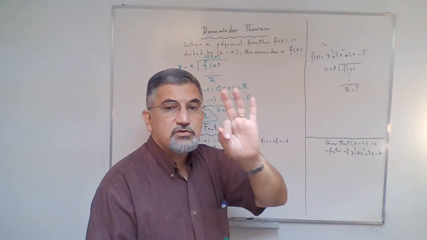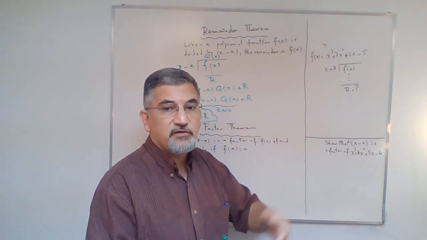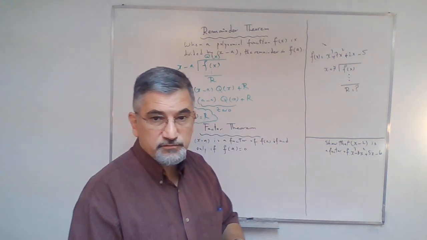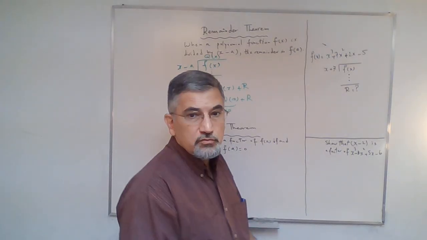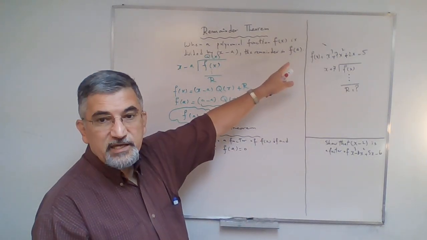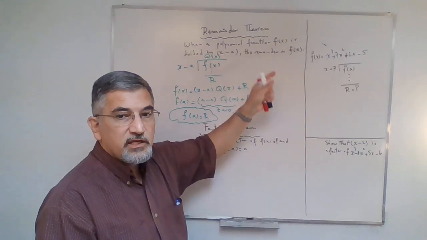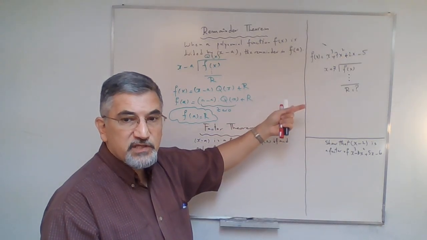Now, this is the third method I'm showing you for finding the remainder of a division, and that is by using the remainder theorem. So all you need to do is to find f at a. But what is a? a is the root of the divisor. Let's not forget that.